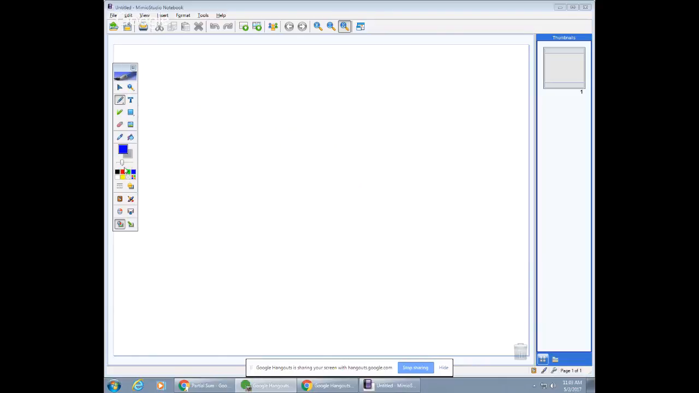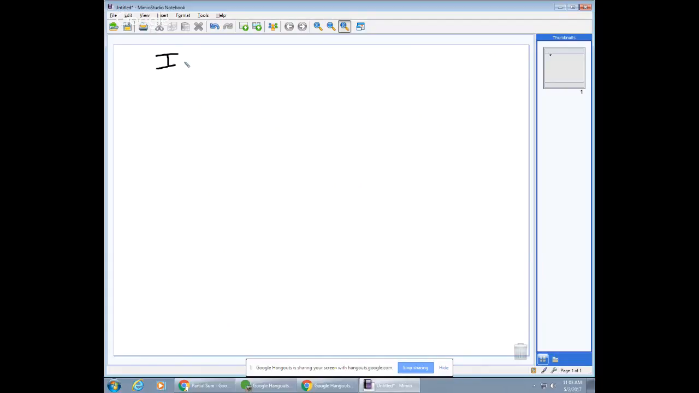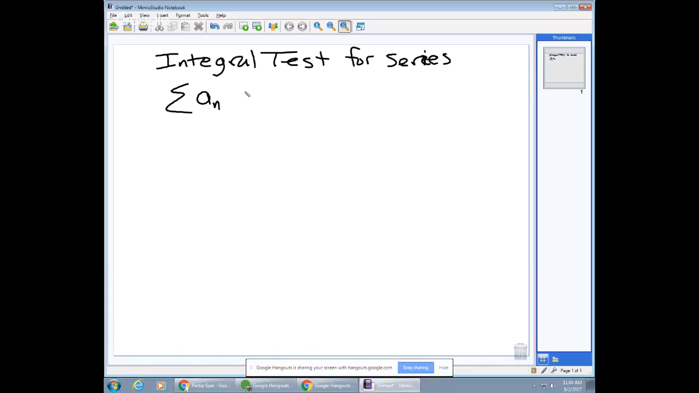So we're looking at the integral test for series. Let's see, some things that are important when we're doing that. So we have some sum where we have these a sub n's that we're trying to add up, and we're hoping there's a related continuous function, f of x.